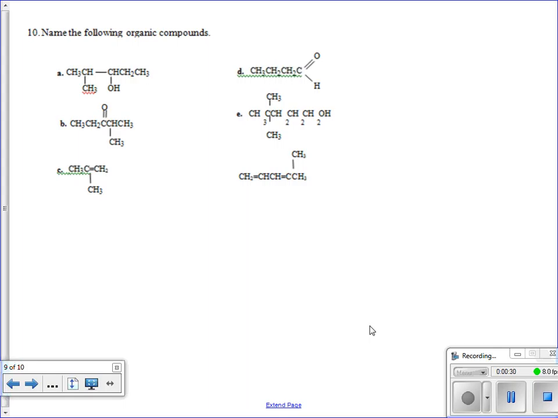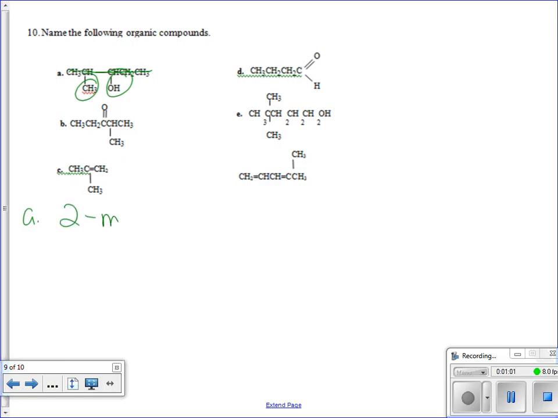So with letter A, we have to find our longest chain. If we look, it's just straight across. We have 5 carbon. And then we have a methyl branch. And then we have this OH. So we're going to name our branches first. CH3 is methyl. It's located on the second carbon. I'll write it down here.